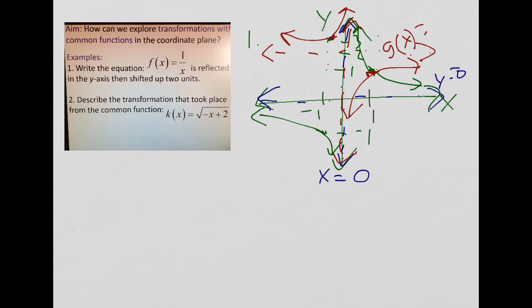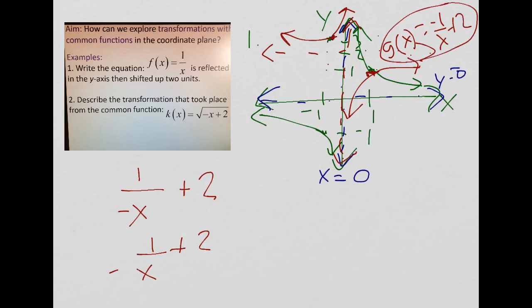But now we actually have to write the equation. So since we're reflecting it in the y-axis, I'm negating x, okay? And then if I'm shifting it up 2 units, I'm adding 2 to the outside of it. So you can see I actually can reverse this process. It does not matter. This is my equation. The negative should always be in the numerator. Okay? And there we have it. That's number 1. So let's do number 2.